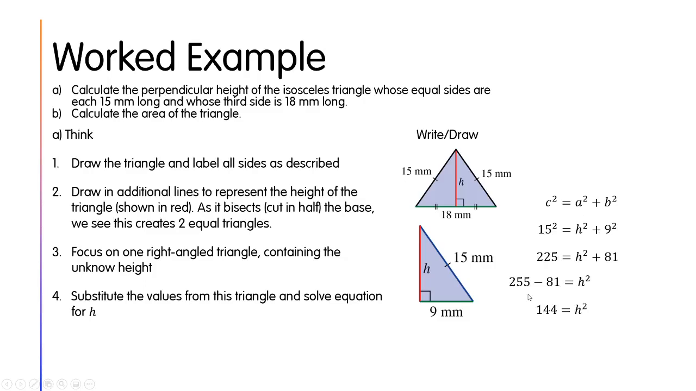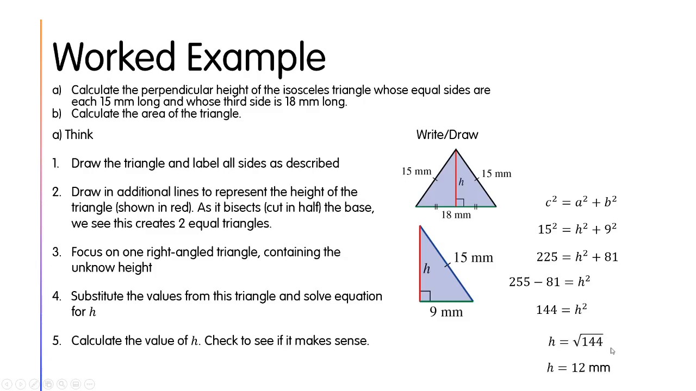We rearrange the equation. So again, we expand out those squareds. Then we take away 81 from this side and therefore take away 81 on that side. Gives us that, which gives us 144 equals h squared, which means we need the square root of 144, which is 12, and we need to make sure that we put in the units. Does it make sense? That's 12 millimeters. Well, again, we know it's got to be smaller than this side here.